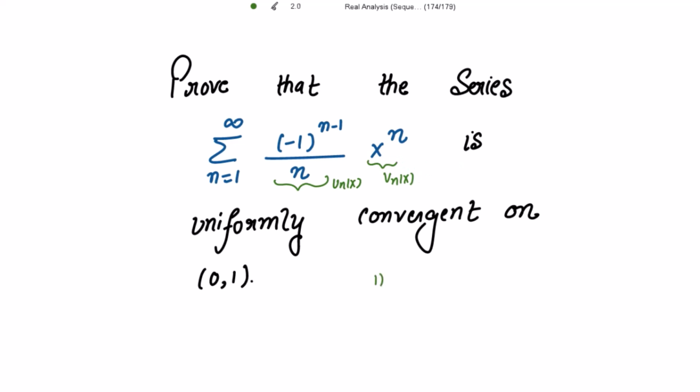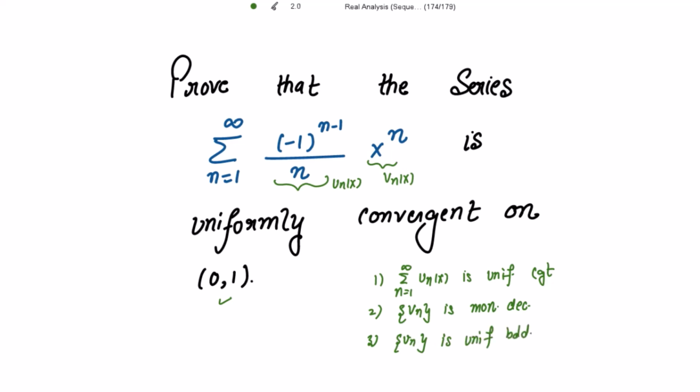then first we have to show that the infinite sum of u_n(x) is uniformly convergent. Secondly, we need to show that the sequence v_n is a monotonically decreasing sequence. And yes, it is monotonically decreasing because of this given interval. So for the interval 0 to 1, x to the power n is a monotonically decreasing sequence. Third, we need to show that the sequence v_n is uniformly bounded.